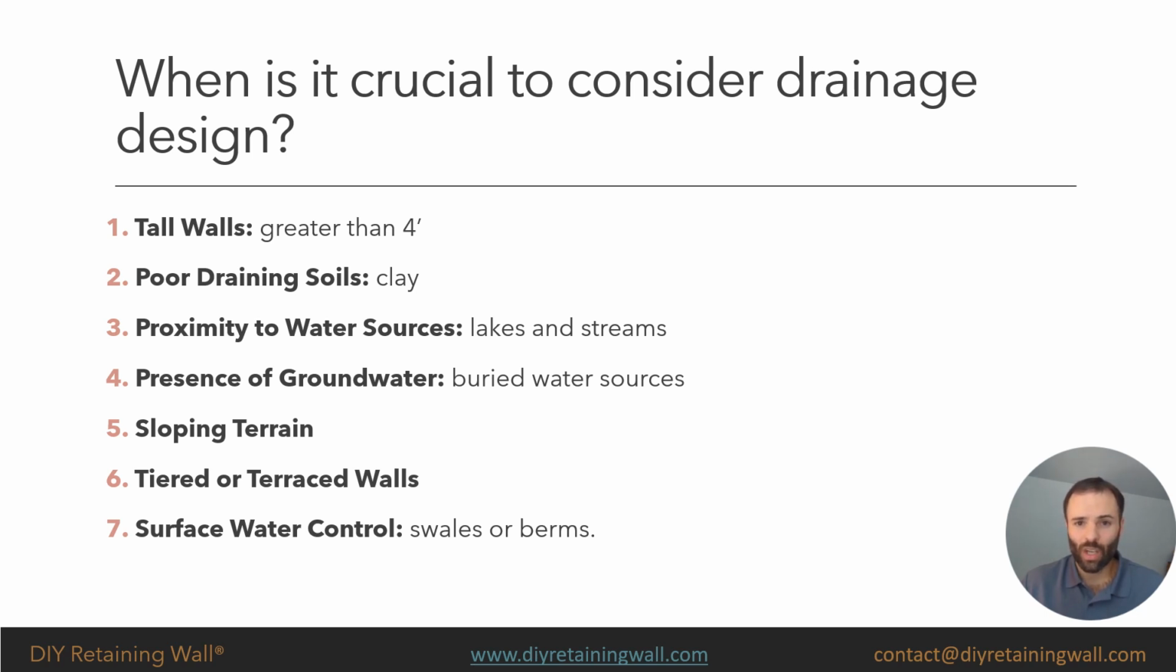Sloping terrain, we'll look at how the wall plays into the drainage of the larger slope and the effect of the water flowing towards our wall. Tiered or terraced walls need drainage to address how water flows from the top of the upper wall down to the front of the lower wall. And surface water. This is where we're going to start with the control of surface water.